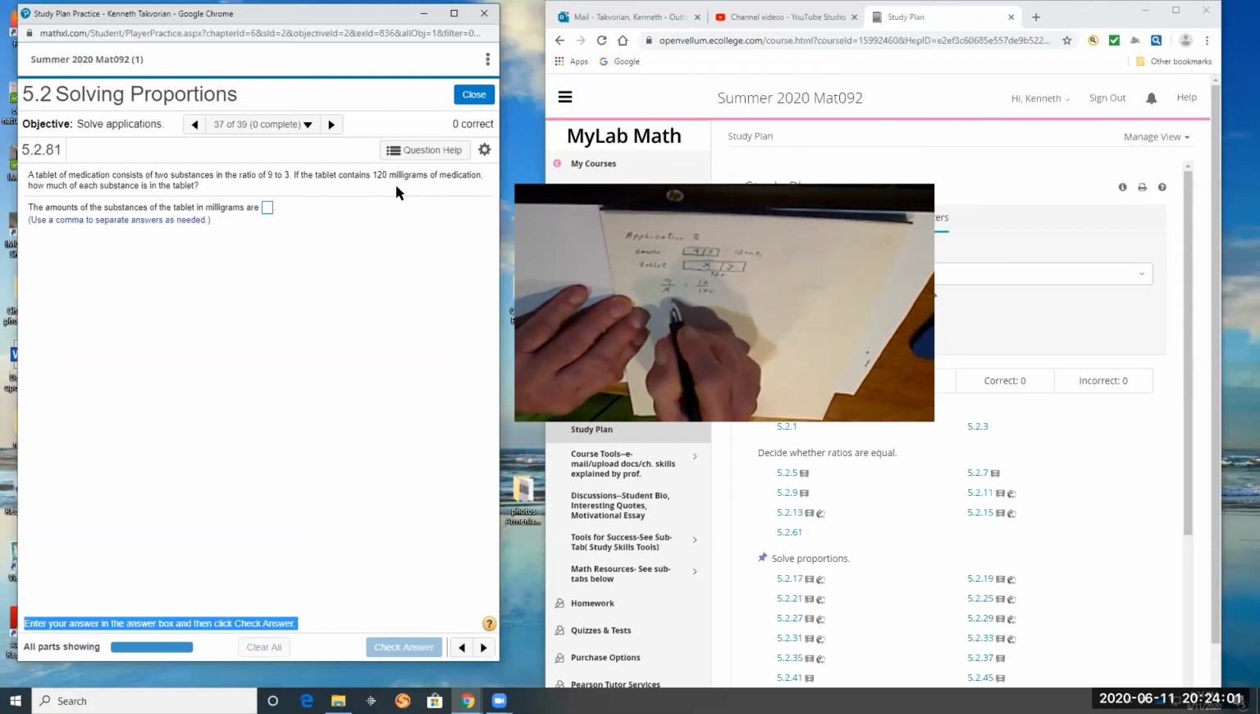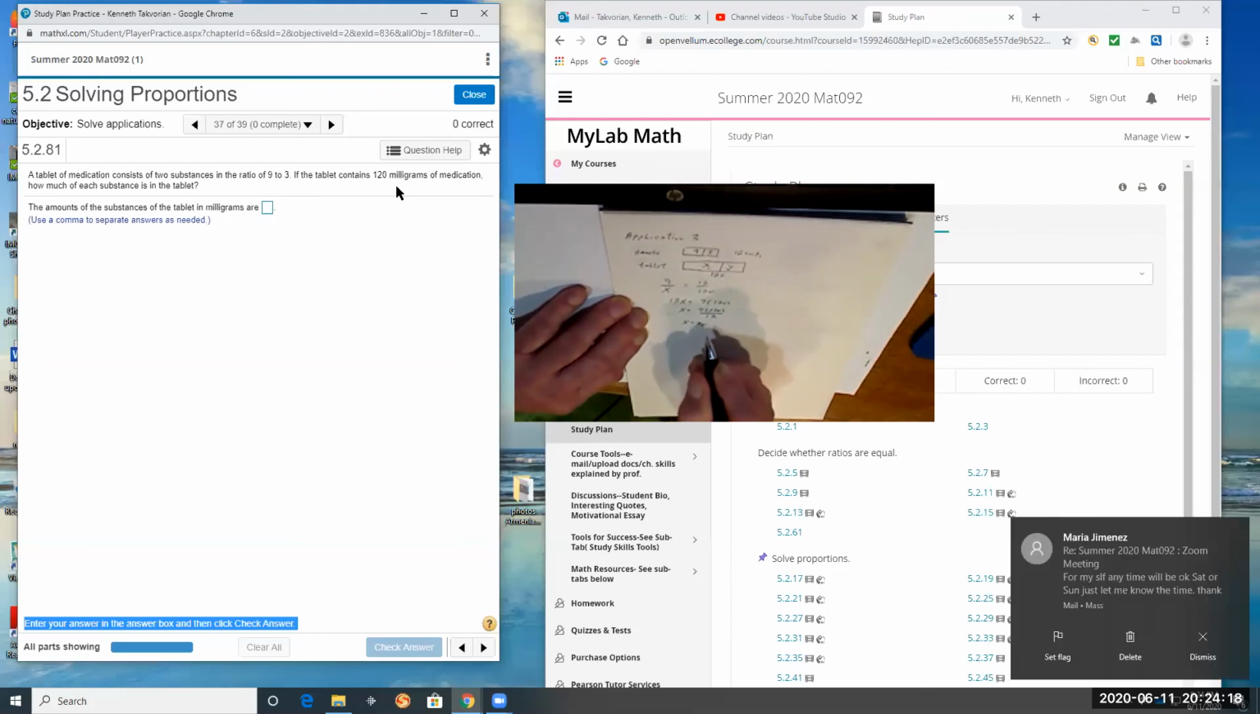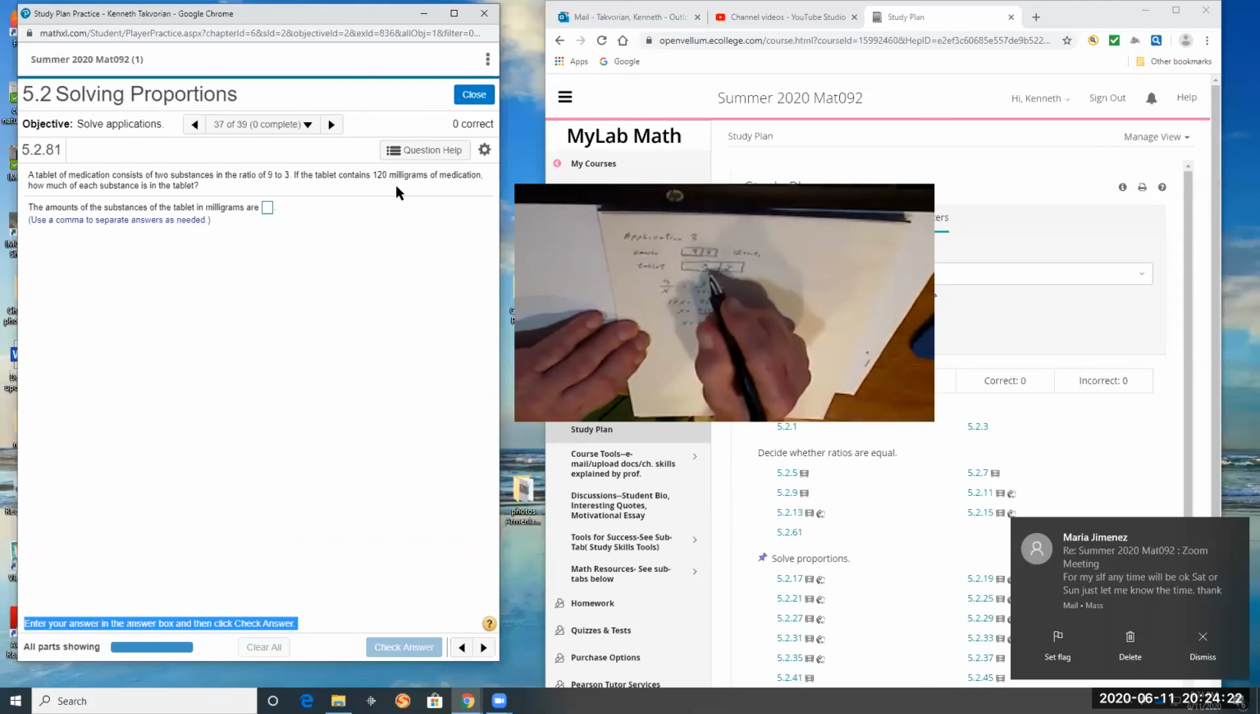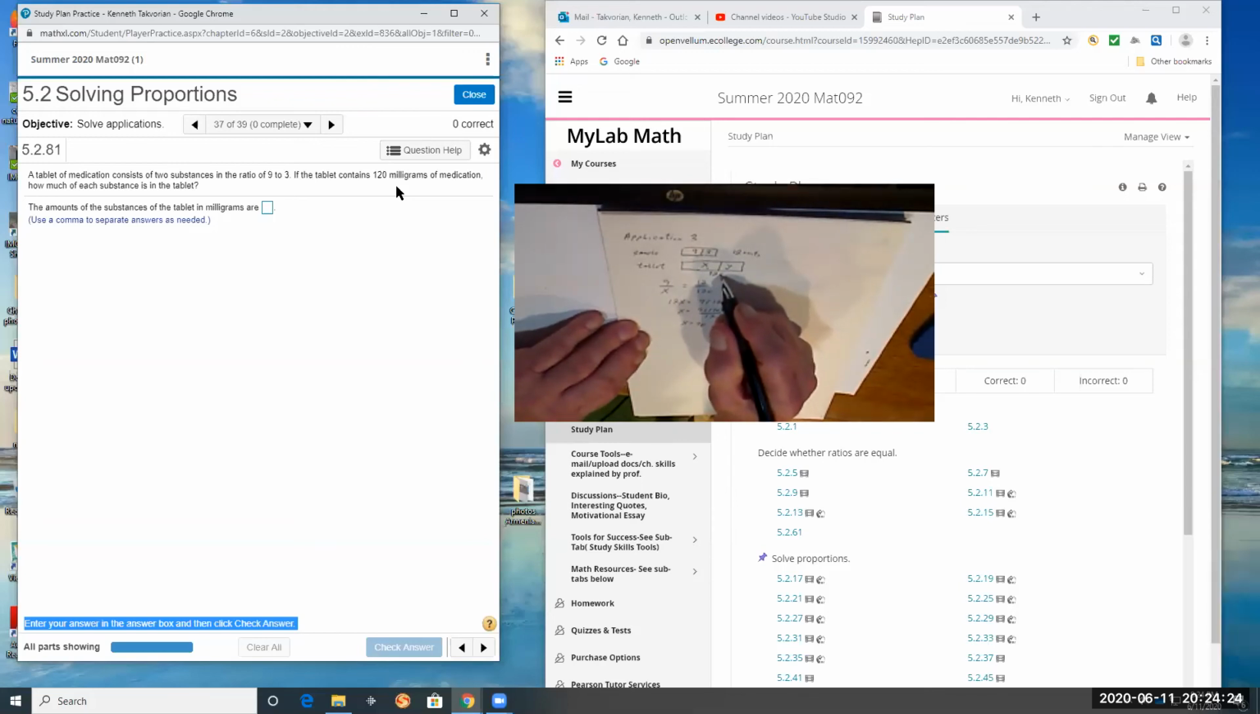Cross multiply to solve. 12x is equal to 9 times 120. X is equal to 9 times 120 all over 12. 12 goes into 120 10 times. 10 times 9 is 90. Now, there are 90 units here. We know there are 120 altogether, so Y should turn out to be 30 units.